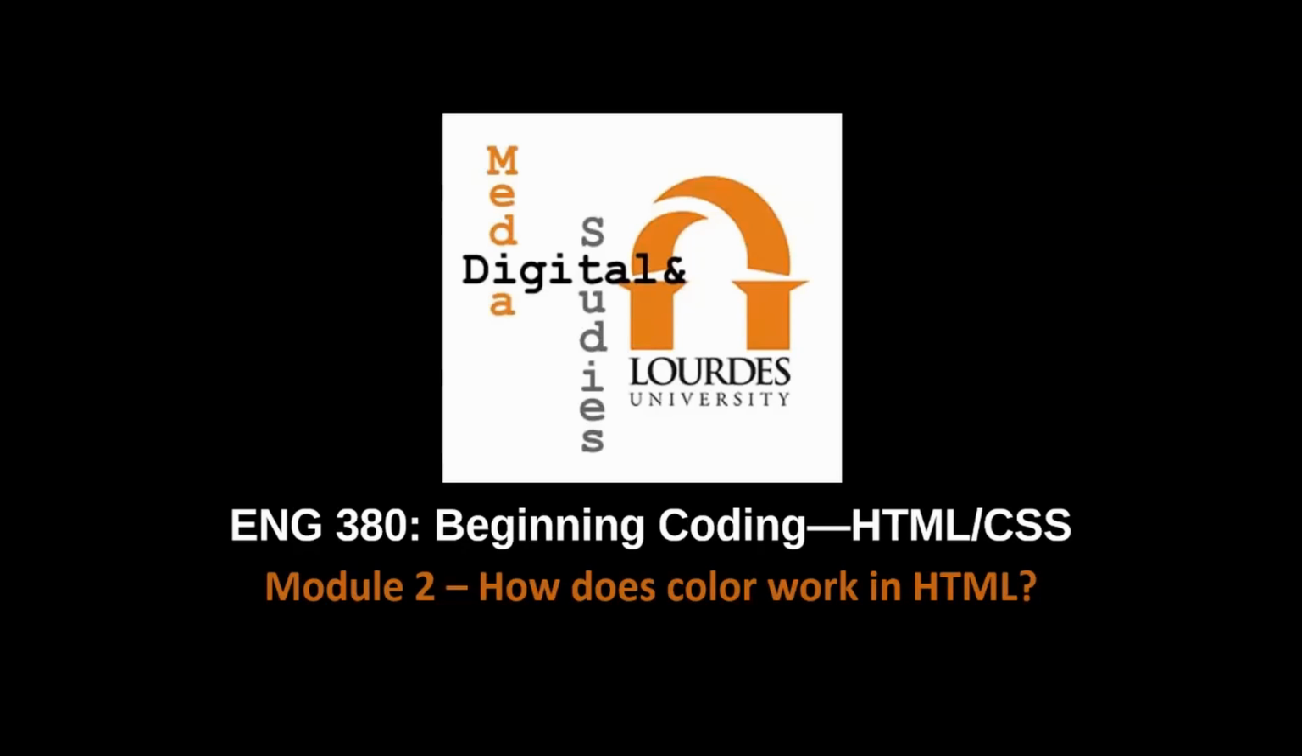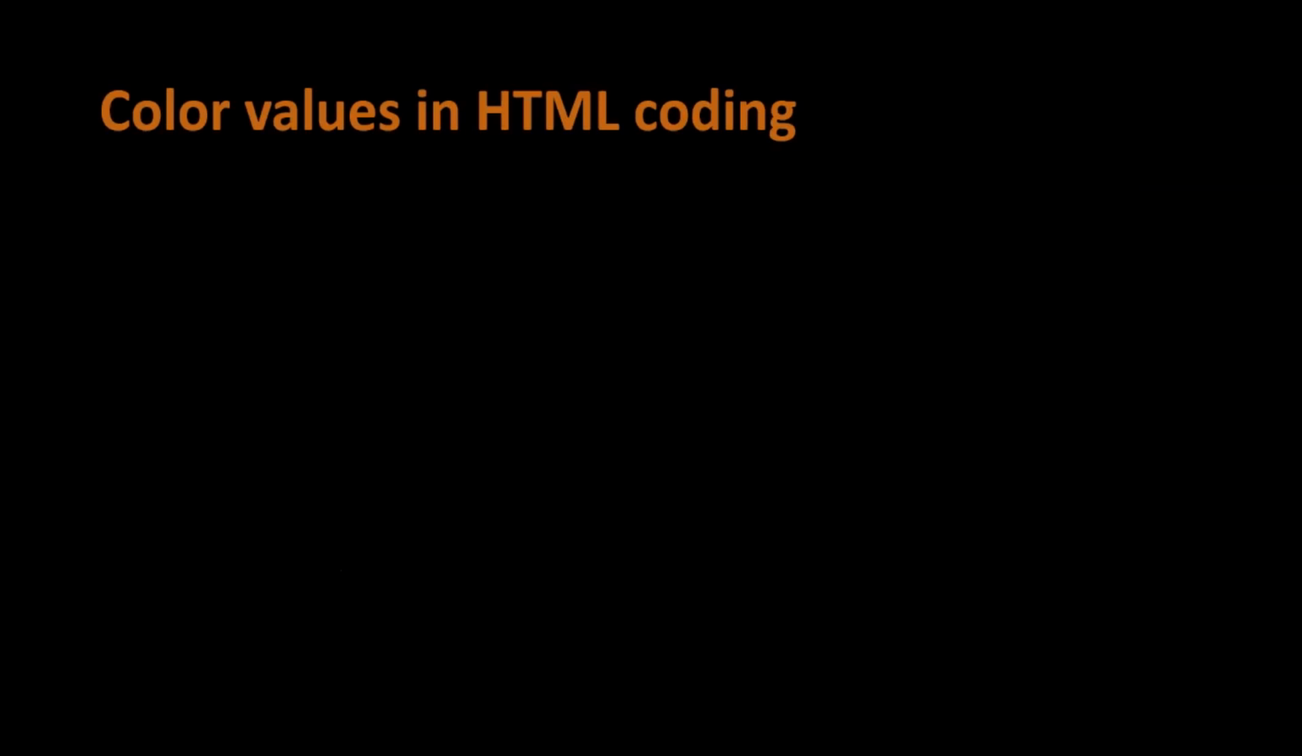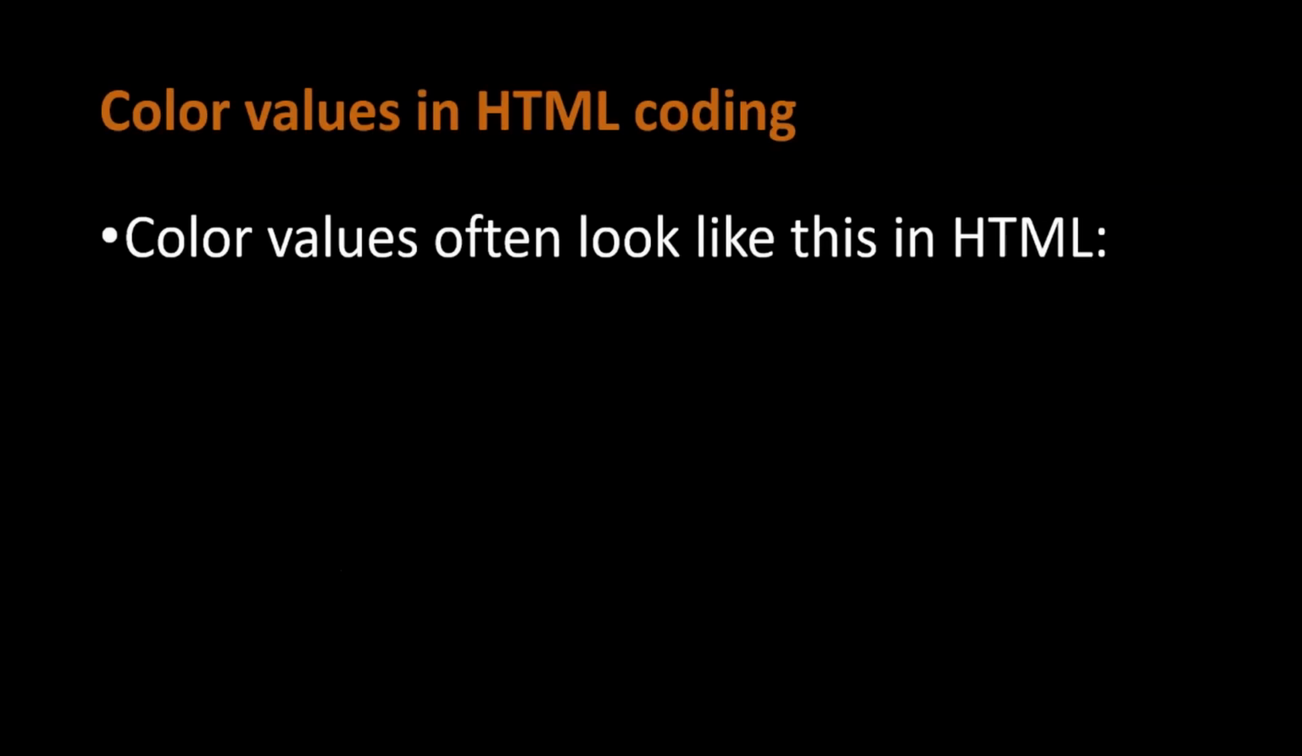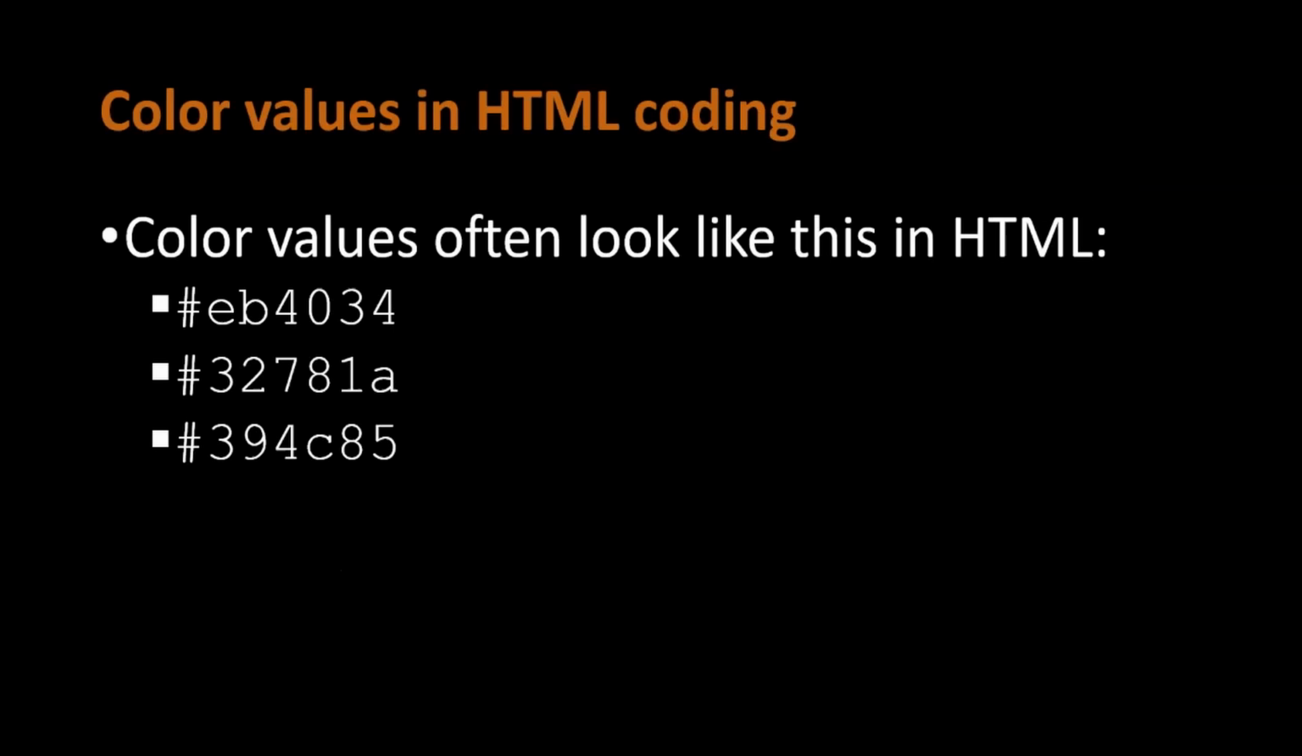Now that we've done a little bit of CSS coding and we had to work with color, you saw that color is a little bit weird in HTML. So how does color work when we're doing some web coding? Color values in HTML coding look like this. And we saw some examples just now. These 6-digit codes are a combination of letters and numbers, and they correspond to colors.